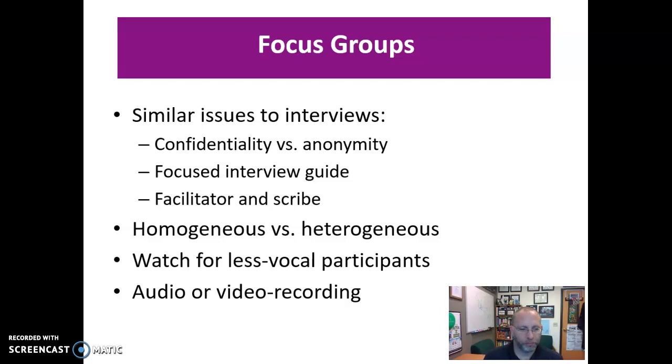Watch for less vocal participants. So one dynamic you'll see often in focus groups is you'll have kind of the outspoken person who talks more than others. That's fine, but one of the roles of the facilitator is to try to get the others to also share. And if someone is less vocal, you have to actually call on them and ask for their input. And then, as I mentioned earlier, you're going to do an audio or video recording usually, so you can go back and refer to that and not just rely on your notes.